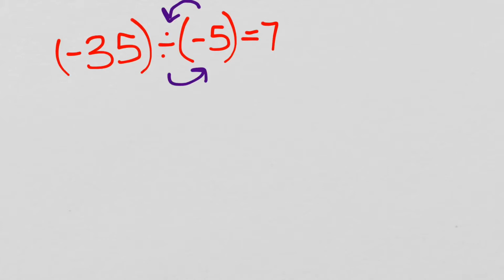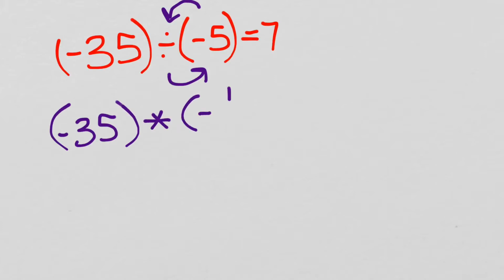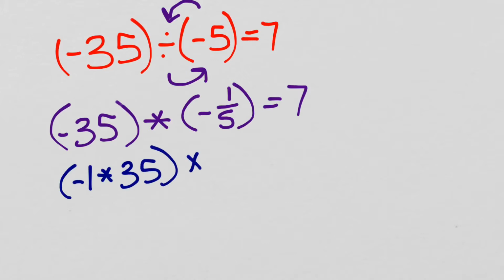So I can actually rewrite this problem as -35 times -1/5 equals 7. Now a negative can be written as a positive number times -1. So I'm going to go ahead and rewrite this as -35 being equal to -1 times positive 35. And -1/5 as being -1 times positive 1/5.